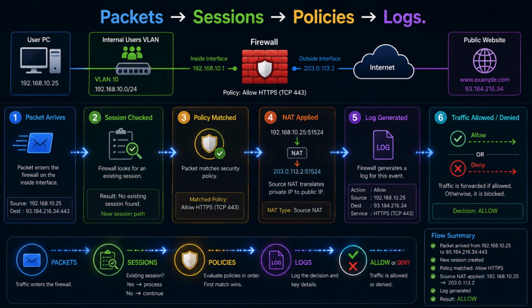Let's summarize. A firewall evaluates network traffic to enforce security and connectivity policies. Packets contain the information needed for the firewall to understand the traffic. Sessions allow a stateful firewall to track active conversations and safely permit expected return traffic. Policies define what traffic is allowed or denied. And logs provide the evidence you need to understand what the firewall actually did. Once you understand packets, sessions, policies, NAT, and logs, firewall troubleshooting becomes much more predictable.